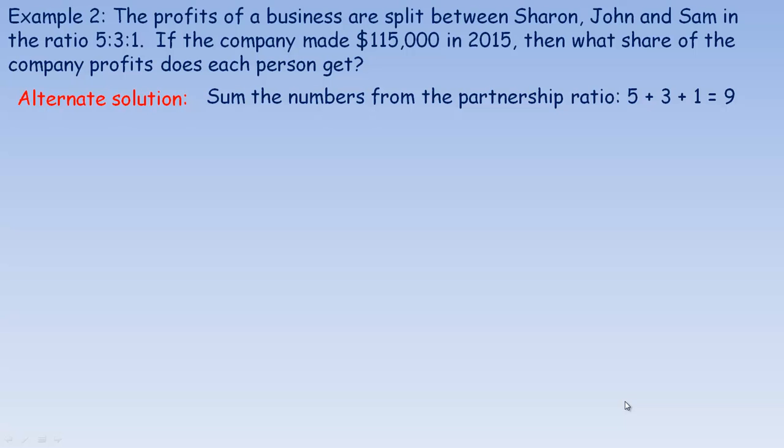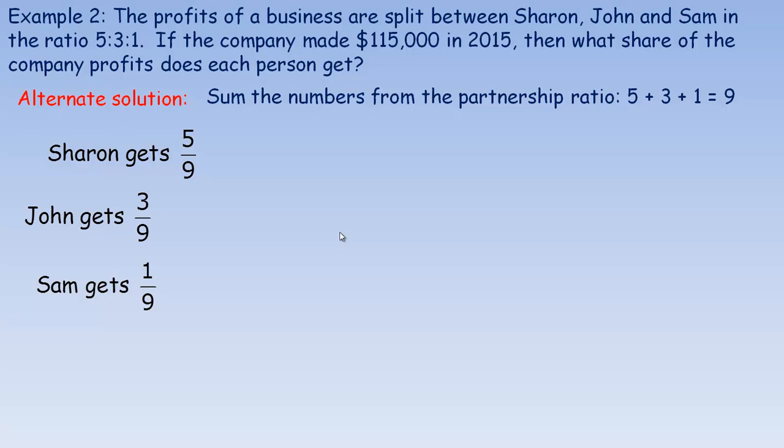Now, I want to show you an alternate solution for this before we get into another kind of question. Same question, exactly the same question. And so here's an alternate solution. Notice that the numbers in the ratio 5, 3, and 1 add to 9. And so that means that Sharon actually gets 5/9 of the profits, John gets 3/9 of the profits, and Sam gets 1/9 of the profit. Now, I would simplify this. This is the one fraction here that actually simplifies. 3/9 reduces to 1/3. So he's actually getting 1/3.